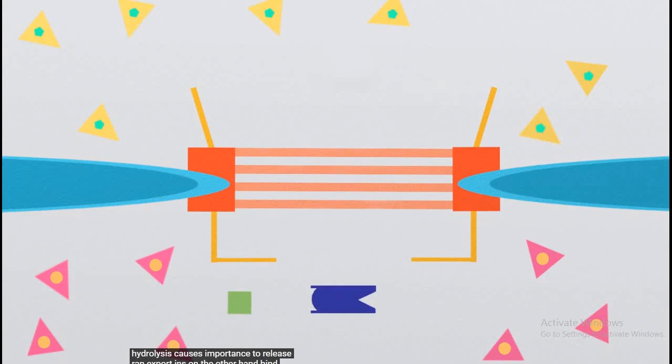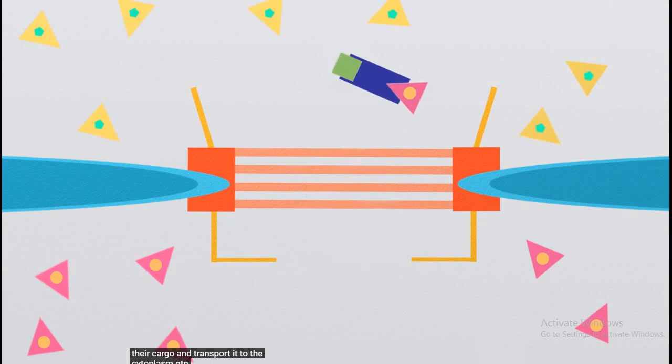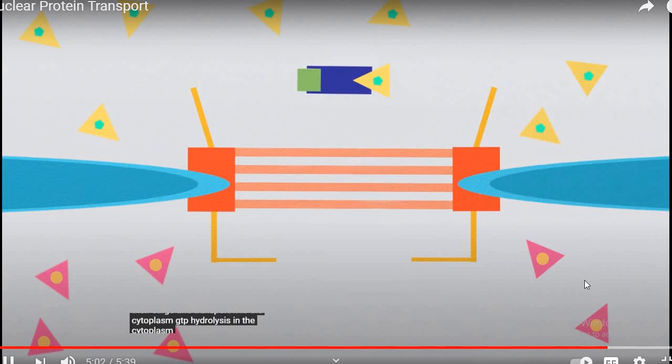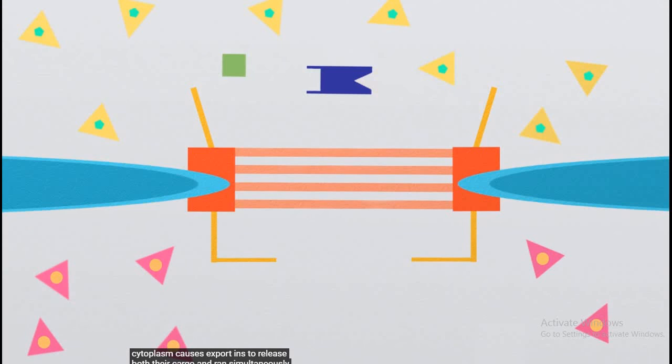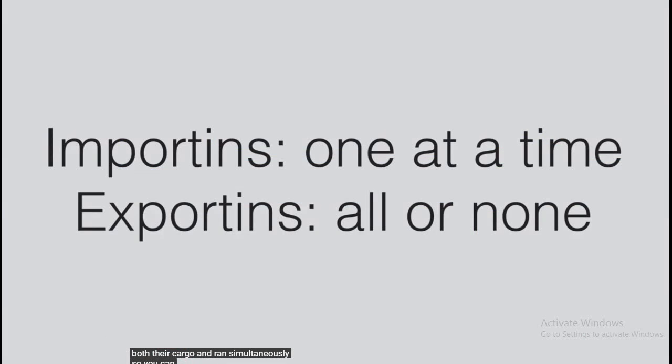Exportins, on the other hand, bind and release multiple ligands at once. First, they bind RAN-GTP, then they bind their cargo and transport it to the cytoplasm. GTP hydrolysis in the cytoplasm causes exportins to release both their cargo and RAN simultaneously. So you can remember that importins bind one at a time and exportins bind all or none.